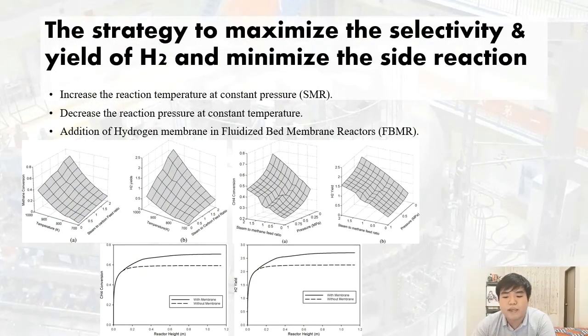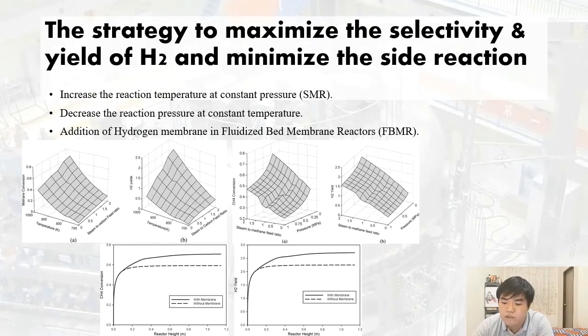In order to maximize the selectivity or yield of the hydrogen gas, the following methods can be introduced. Firstly, we can increase the reaction temperature at constant pressure in the SMR reactor. In the SMR reactor, the reactions executed are all endothermic, which favors a high temperature system. Next, we can decrease the pressure of the system at constant temperature.